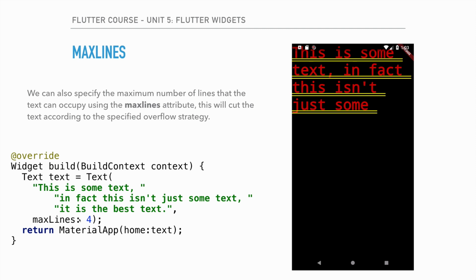Since we set the max lines to 4 here, you can see that it just has 4 lines, and "some text, it is the best text" should have been on the next line. But since we only allowed it 4 lines, it only gets 4 lines and it cuts off the rest of the text. So that's what maxLines allows us to do. Let's have a look at how we can implement this in the code.